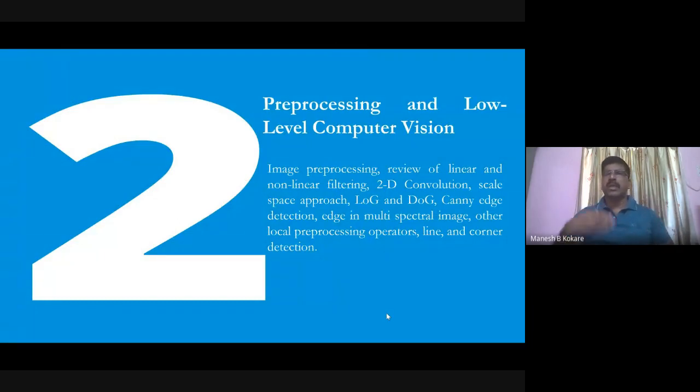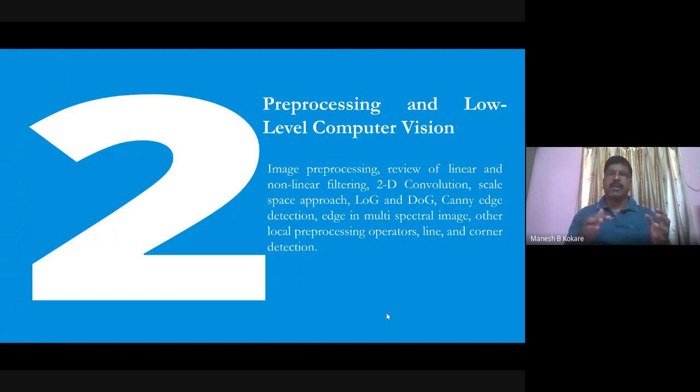Then we'll do the review of linear and non-linear filtering, then how 2D convolution is done, and then after that, how basically noise is removed by using the averaging filter and also by using the median filtering approach, and then how edges are detected. So that is nothing but the high pass filtering. And then in that edge detection, we'll see the basic operators which are used for edge detection.